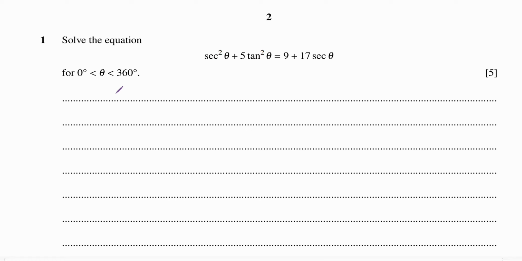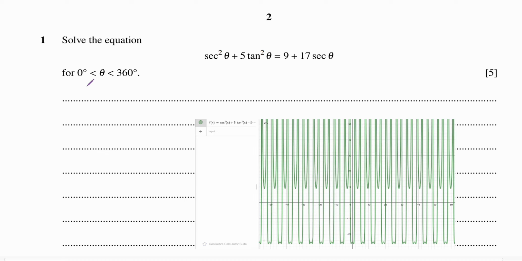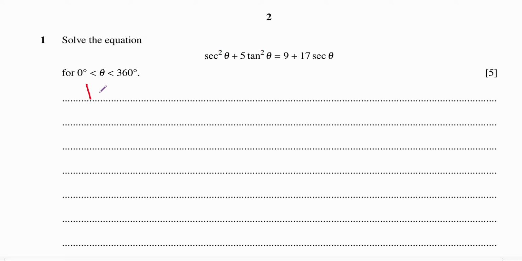Okay, so let's do this question. We have sec squared theta plus 5 tan squared theta is equal to 9 plus 17 sec theta. Well, we know what tan squared is, right? We know 1 plus tan squared theta is equal to sec squared theta. Well, we can rearrange this, right? We can have tan squared on its own. So that means that tan squared theta is equal to sec squared theta minus 1.